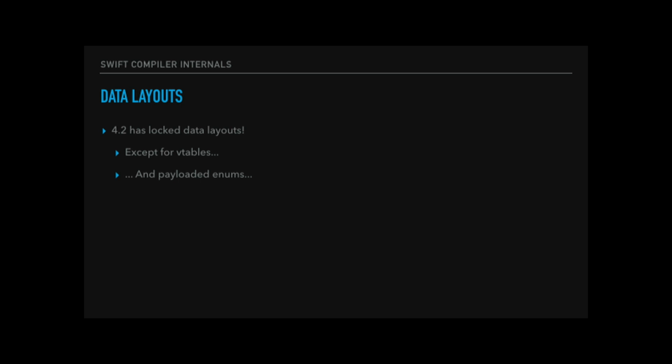Payloaded enums, so enums with associated data, by which I mean an enum where there's one case that takes a string, an enum where one case takes an int, and so on. Those data layouts are not locked down, because those data layouts are incredibly complicated. And witness tables are locked. Witness tables are a concept in Swift where, unlike vtables, witness tables relate to protocols. My class conforms to a protocol. The witness table for that class says which protocols I implement and what methods I subscribe to that conform to that protocol. We are unfortunately not going to be talking a lot about witness tables today, although they are very cool.